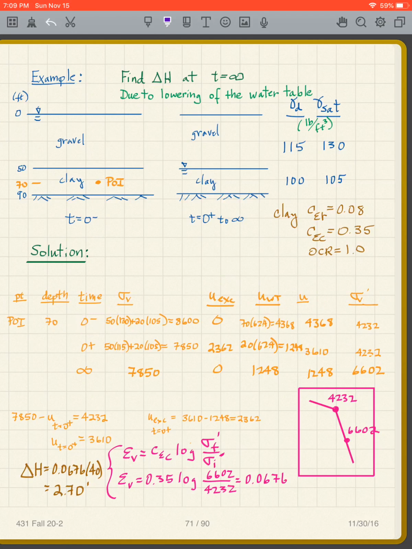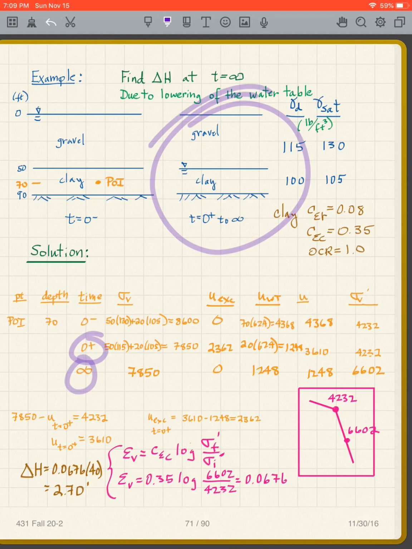So if I look at here, so what do I have? I've got my gravel here, and it's completely saturated. So I'm going to use 130 for the gravel, so 50 times 130. The clay is saturated, and now I'm going 20 from 50 to 70, so 20 times 105. That gives me my sigma v at t equals 0 minus. At t equals 0 plus, I look at the t equals 0 plus figure. At t equals infinity, I look at the same figure.